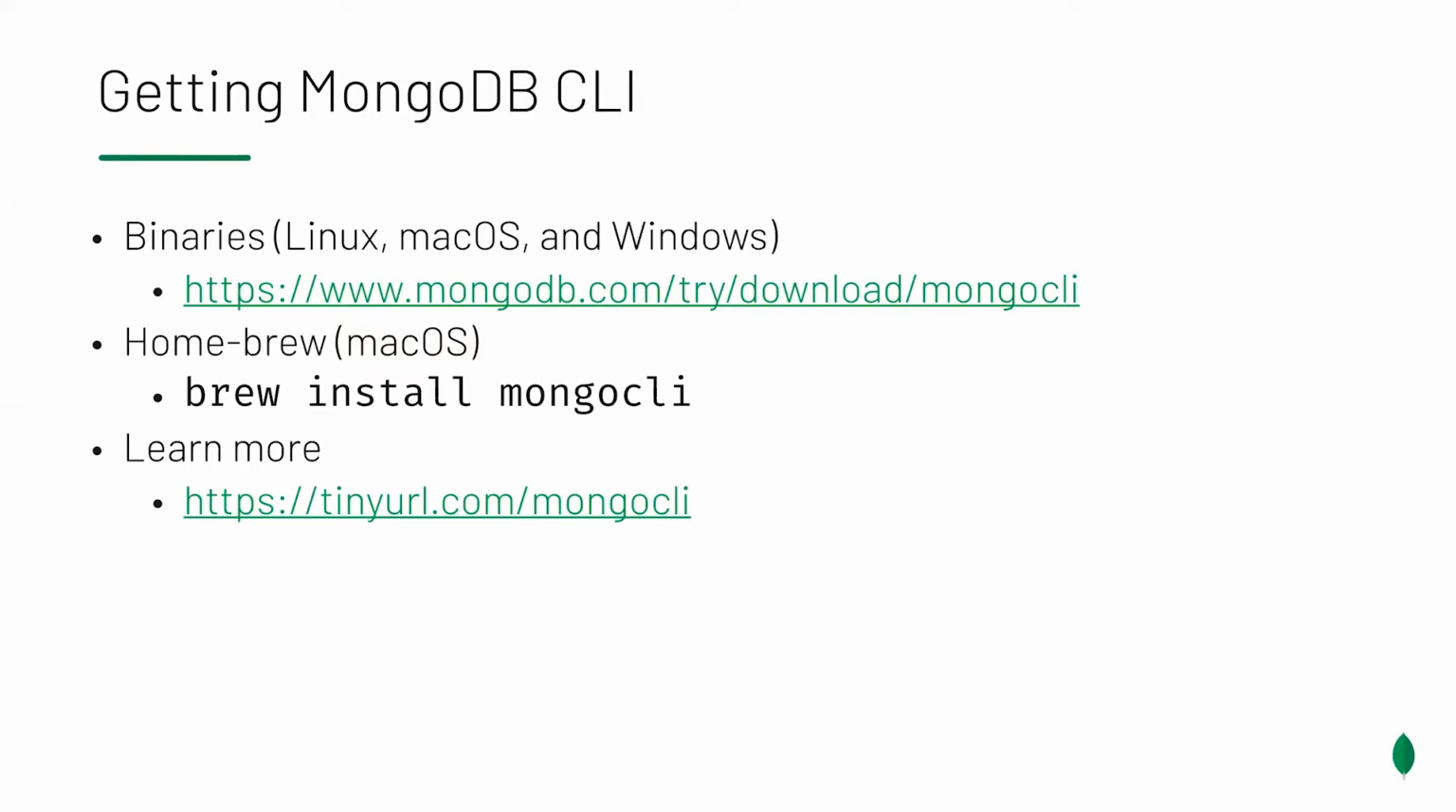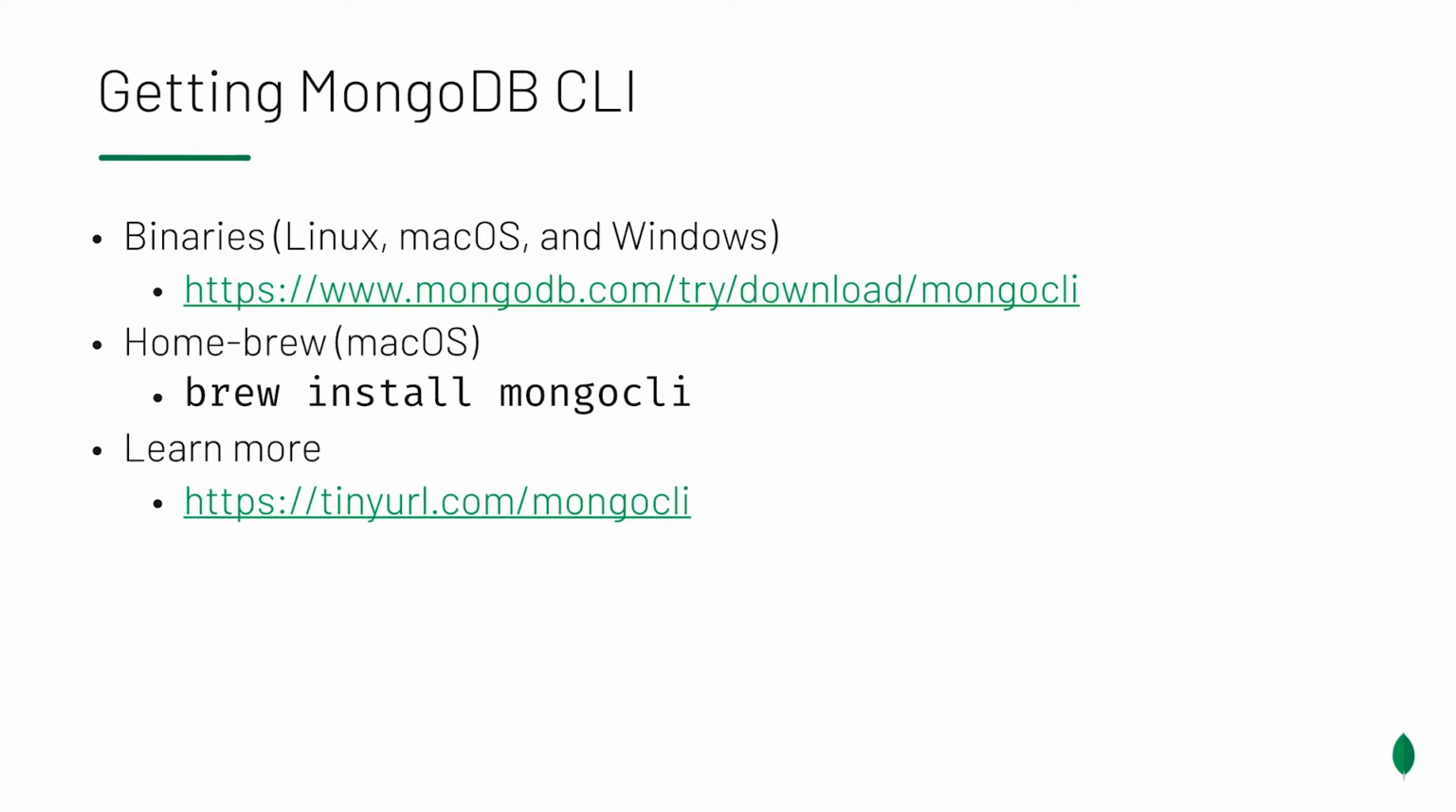You can head over to mongodb.com/try/download mongocli. And in there, you're going to find a couple of links for the different operating systems and architectures that we support. Another option, if you have Mac OS and Homebrew installed, is to just run brew install mongocli. That will keep mongocli updated through brew on your machine.